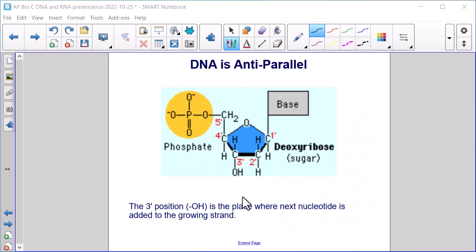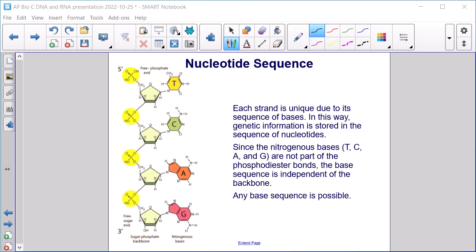The 3' position where this OH group is the place where the next nucleotide is added to the growing strand. So we'll create another phosphodiester bond at this 3' position in order to keep the DNA strand growing. Each strand is unique due to its sequence of bases. In this way, genetic information is stored in the sequence of nucleotides. Since the nitrogenous bases T, C, A, and G are not part of the phosphodiester bonds, the base sequence is independent of the backbone, and therefore any base sequence is possible.